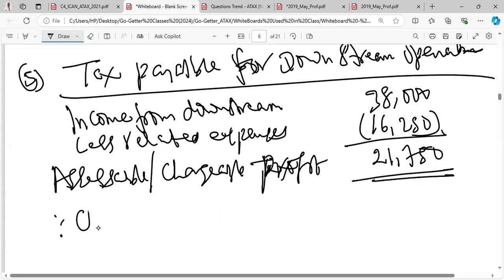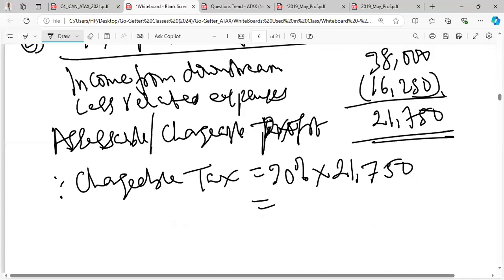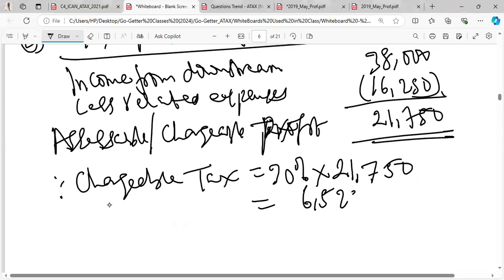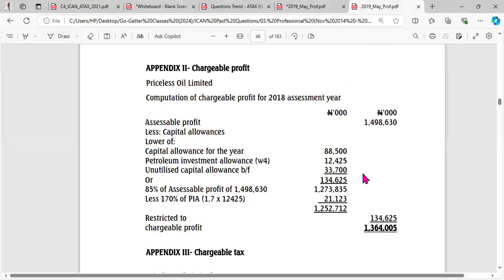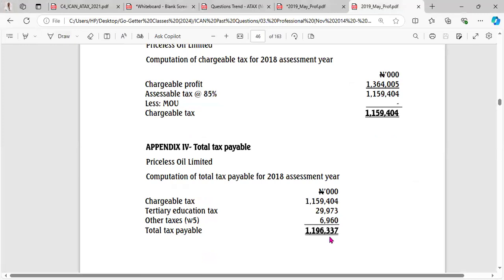Therefore, chargeable tax should be 30% of 21,750. So you multiply by 0.3, that gives you 6,525. So if you look at it here, it is this. I don't understand how they got 6,960.